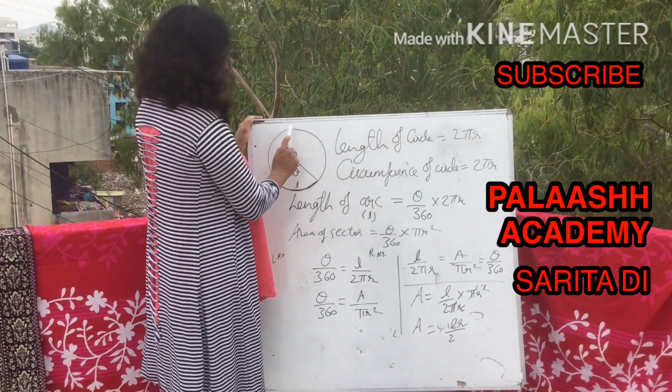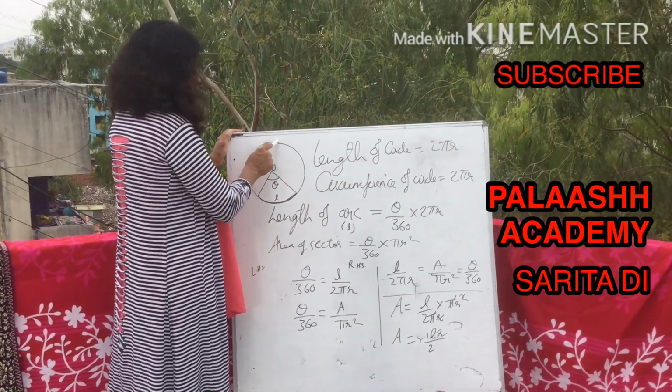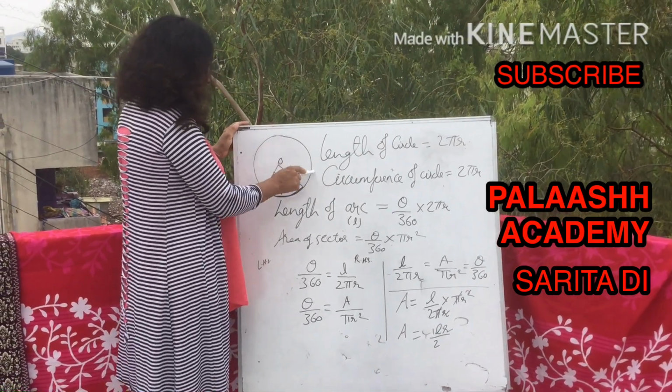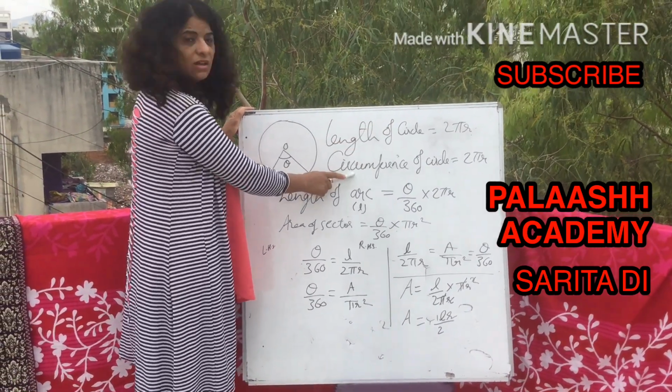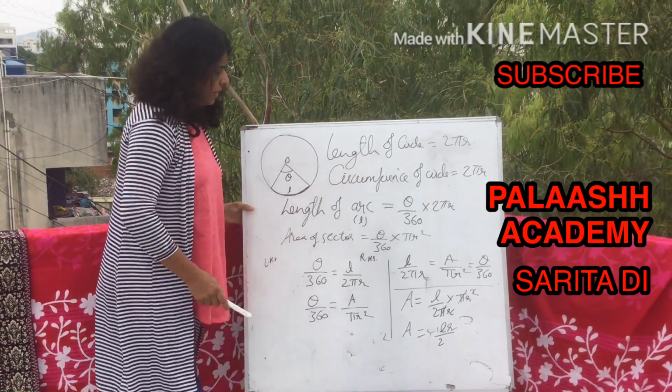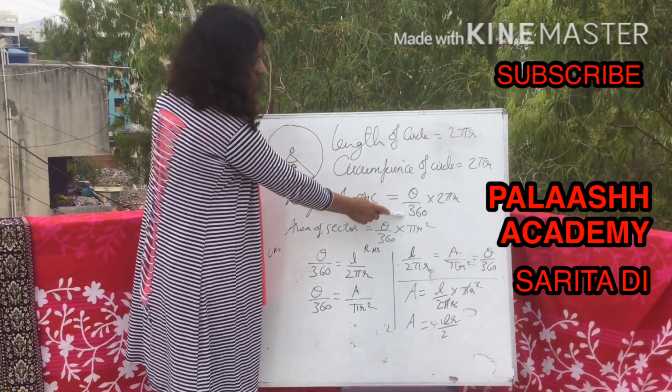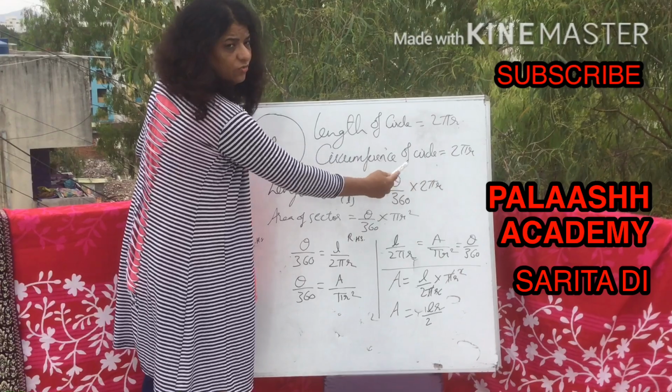Length of circle, मतलब इस पॉइंट से शुरू होकर वापस जब हम इस पॉइंट तक आते हैं, यहाँ से यहाँ तक की जो लेंथ होती है उसे 2 pi r कहते हैं. वही है तुम्हारा circumference of circle, 2 pi r. Now length of arc is theta upon 360 into 2 pi r. This is a new formula for you.